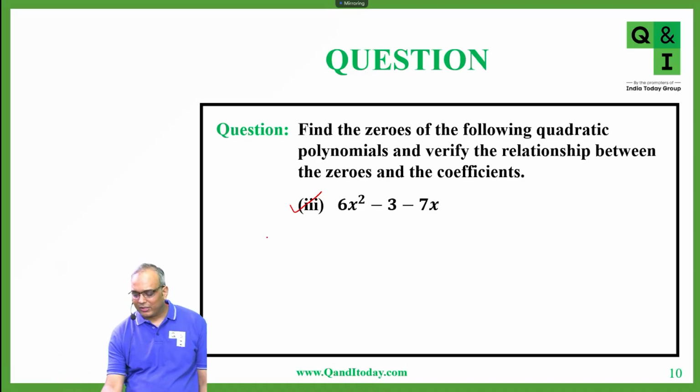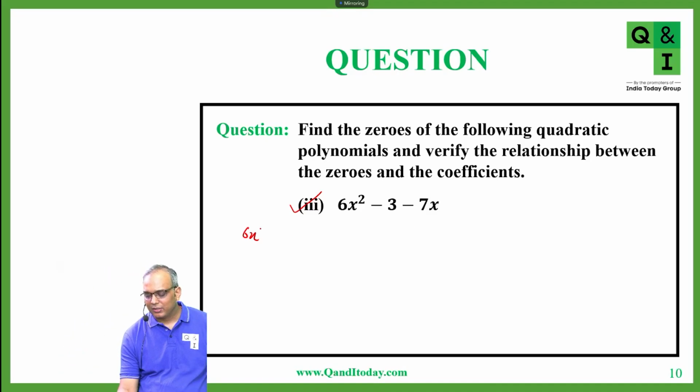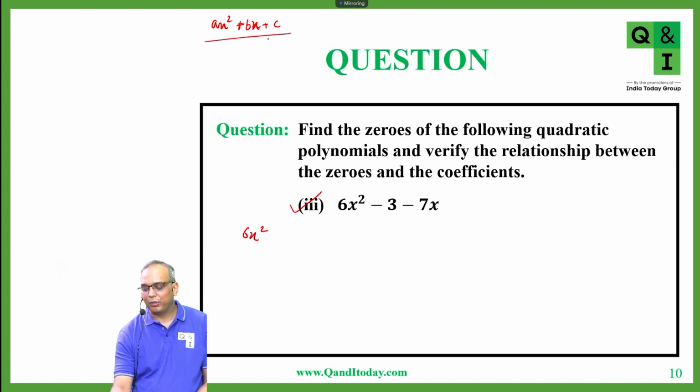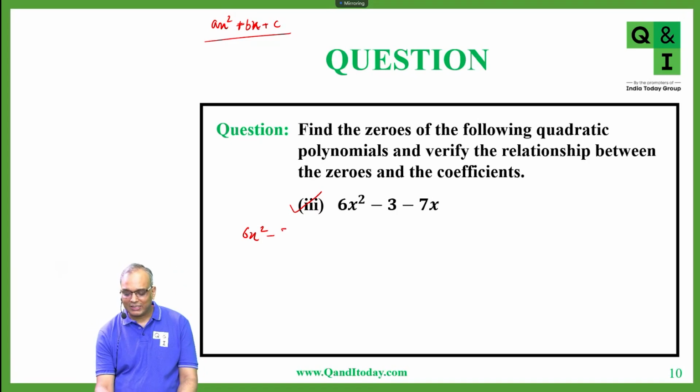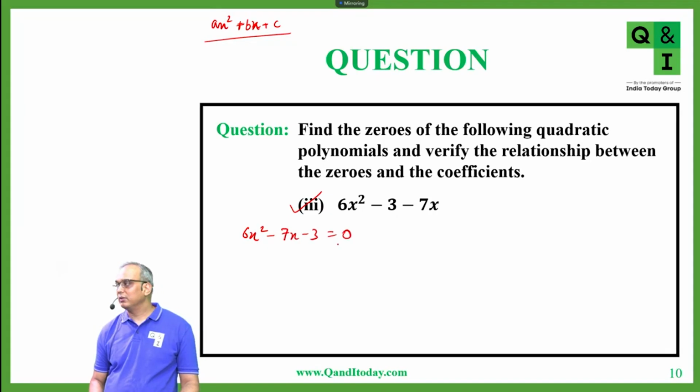So you will have to rearrange this. The standard form is ax square plus bx plus c. This is your standard form of a polynomial. So 7x will bring it first. So 6x square minus 7x minus 3. Equate it to 0.